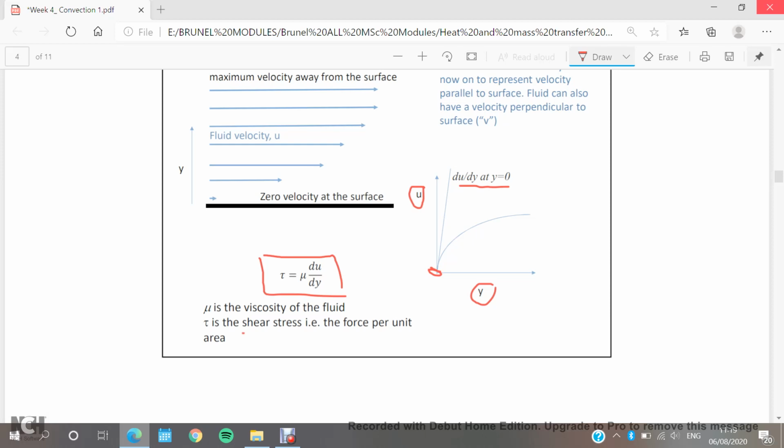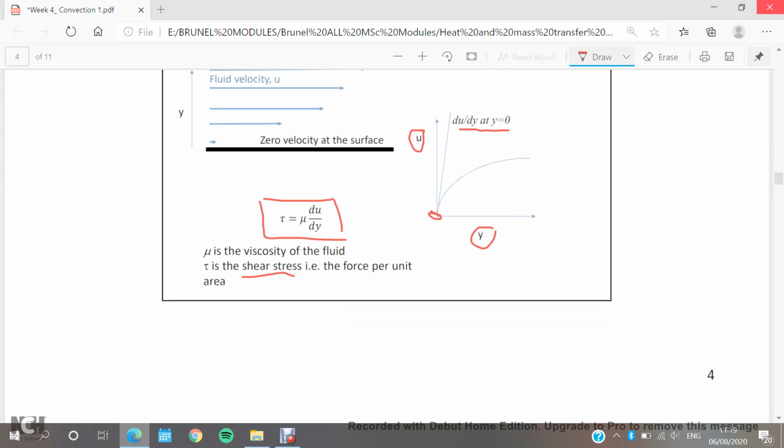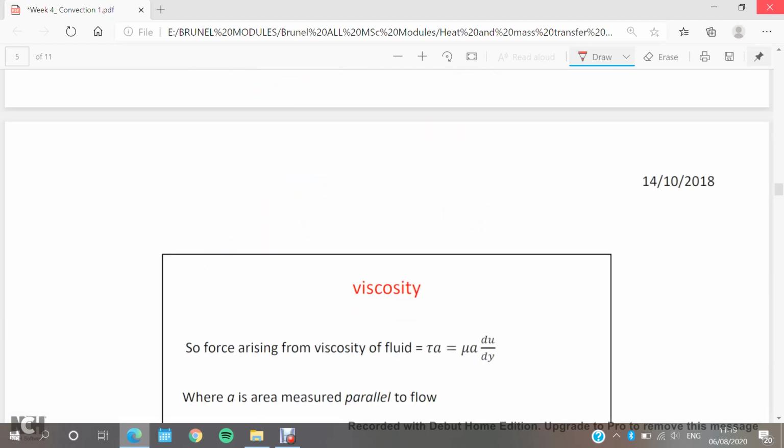Okay, shear stress we deal with like the same as a force, or we can say it is a static pressure. Okay, great.